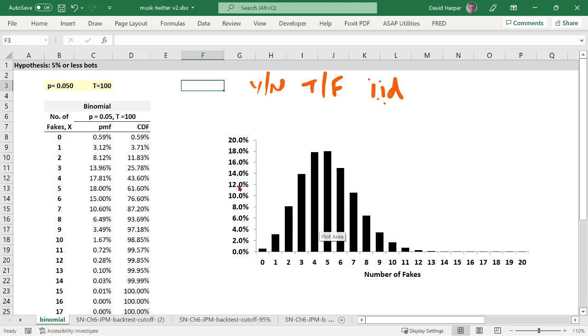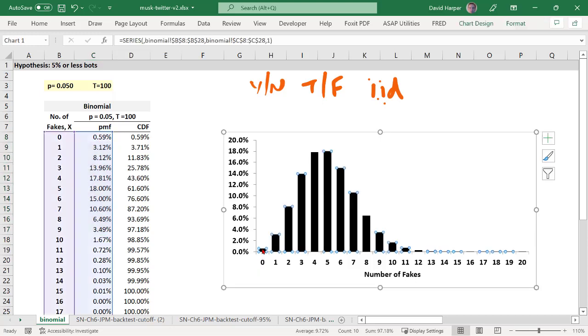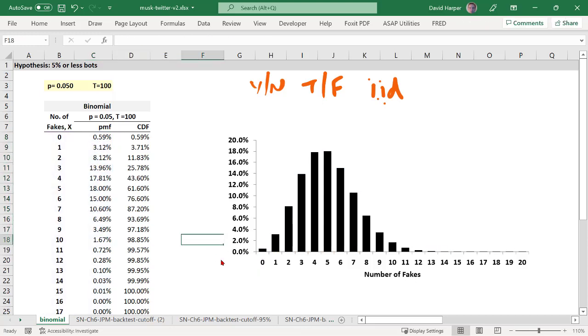And what I've plotted here on the right is the same column that's showing over here. So in this bar chart, this first bar here with the 0 is 0.59%. It's less than 1%. This next one, the probability of one fake out of 100 sampled is 3.12%. You can see here, I just used Excel's BINOM.DIST, which retrieves that probability for me.